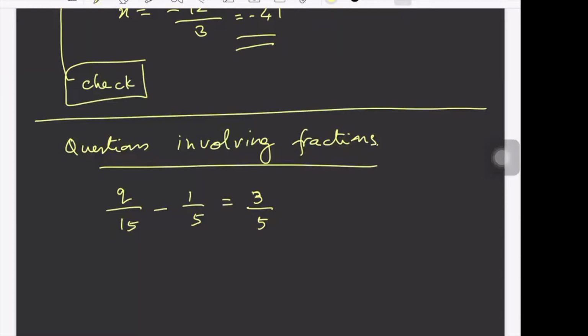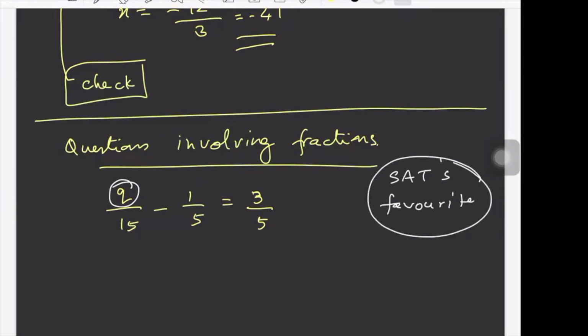No, you are finding the unknown quantity here. Q is the unknown quantity. It's not 9, it's Q. You're solving for an unknown quantity here. This is again a linear equation in one variable, just that instead of normal integers, we have fractions. That's all. Fractions and decimals are SAT's favorite stuff. They do ask a lot of questions on fractions and decimals.